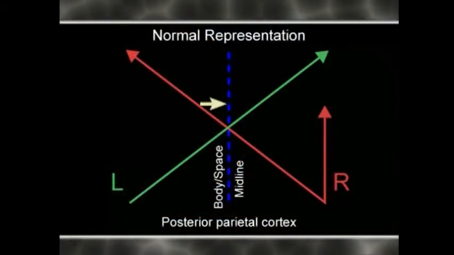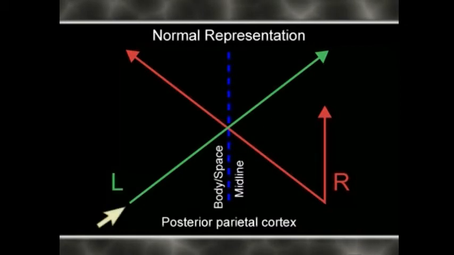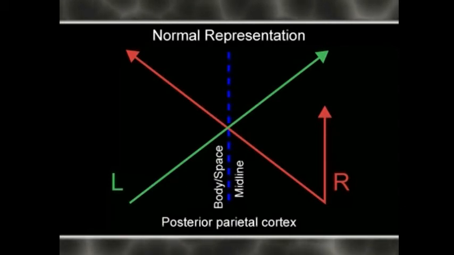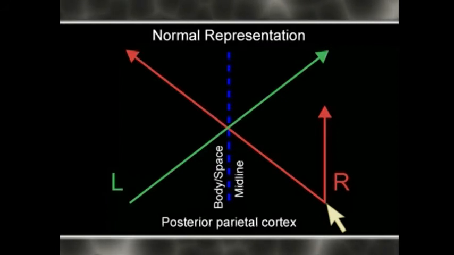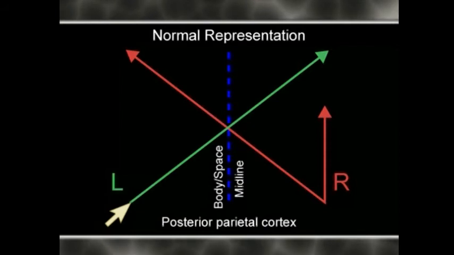This is the body midline here. This is the body midline. This is the posterior parietal cortex on the right. This is the posterior parietal cortex on the left. The current hypothesis is the right posterior parietal cortex contains a representation of both the right and the left sides of the body and the visual world, whereas the left parietal cortex has only a representation of the contralateral or right half of the body and visual world.